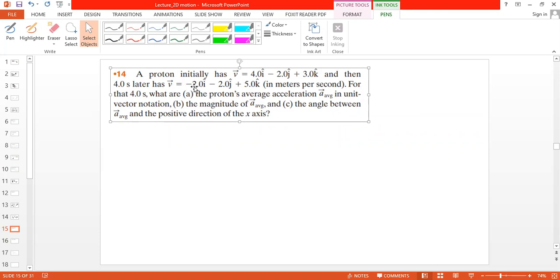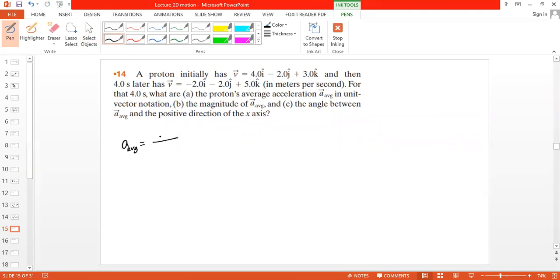What do I have to do? What is given? A proton, there was a proton, its initial velocity was this, the first one, and after 4 seconds, this is the velocity. So initial velocity and final velocity they are there, and time is also given. What I have to find? I have to find the average acceleration. So average acceleration is basically equal to, we know, delta v divided by delta t. That means difference in velocity by difference in time.